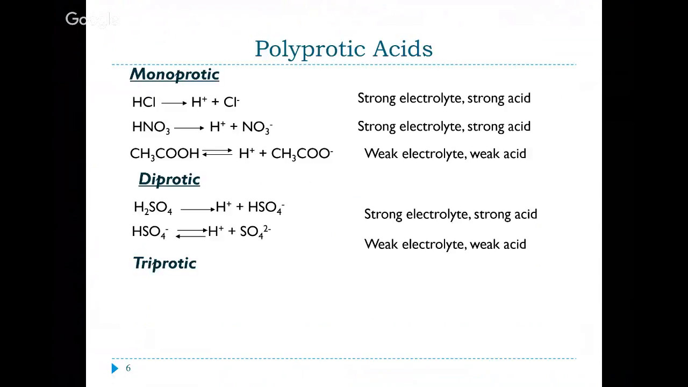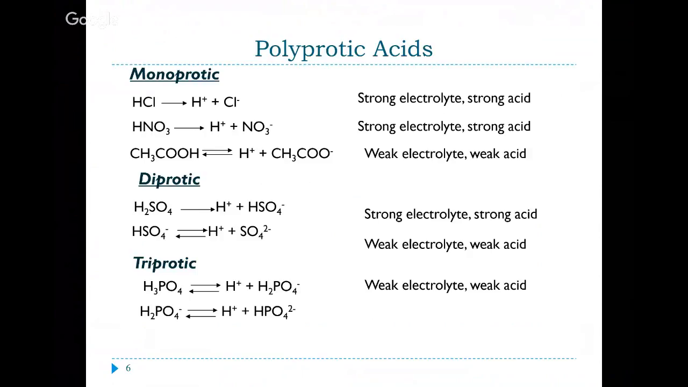Your last type of acid is a triprotic acid, meaning three protons can be given away. Once again, this happens in a stepwise process. Phosphoric acid is a weak acid in each of its steps, so it is considered a weak electrolyte every time it dissociates a proton, or gives one of its protons away.